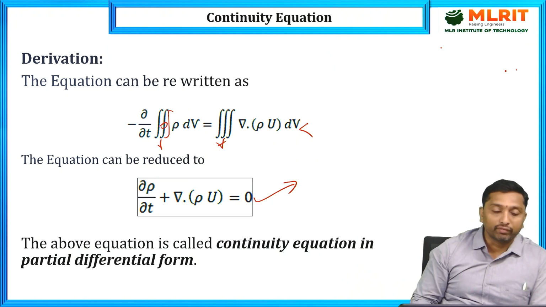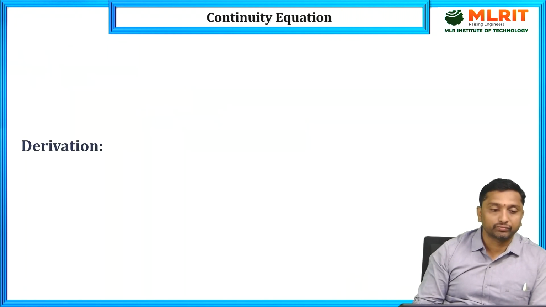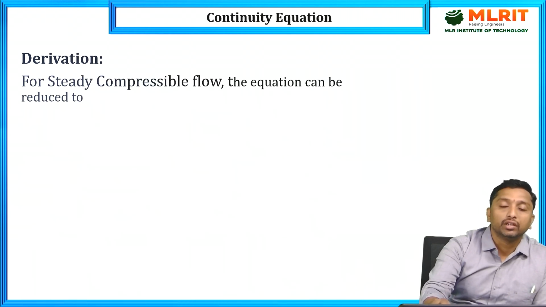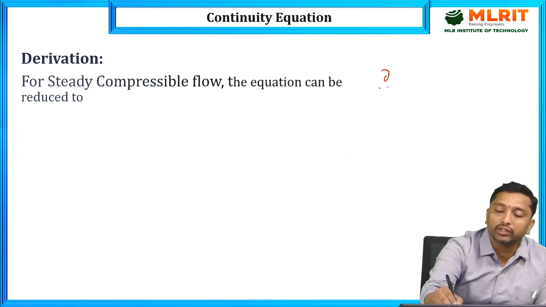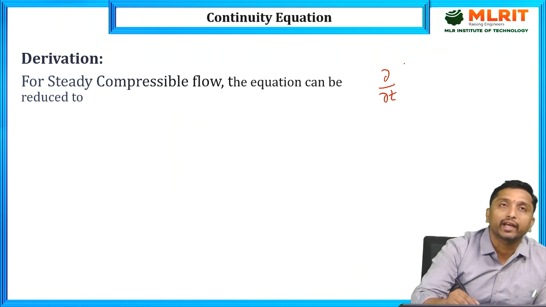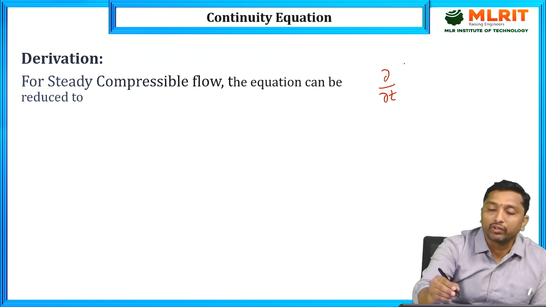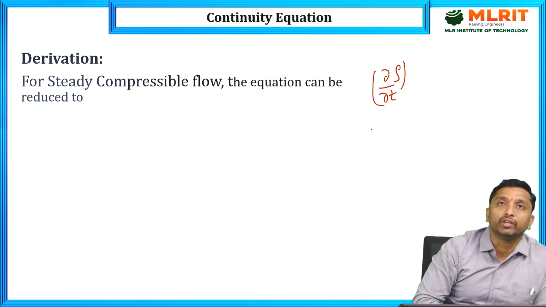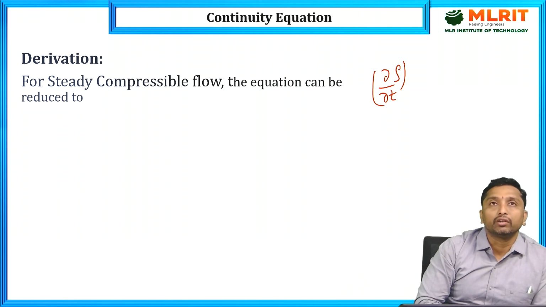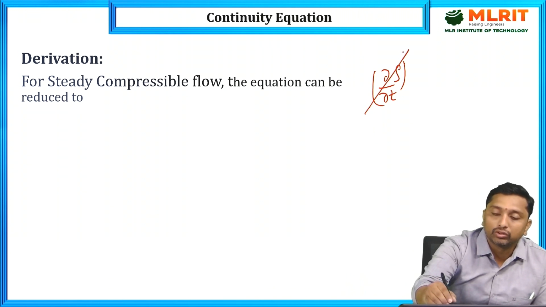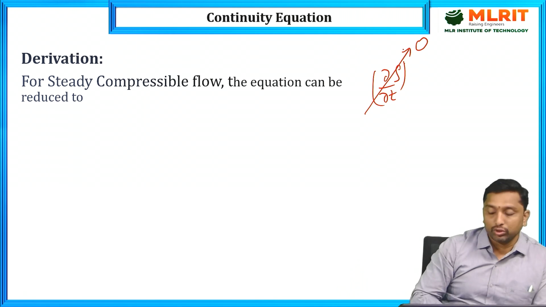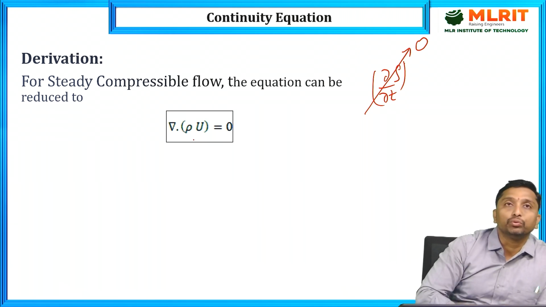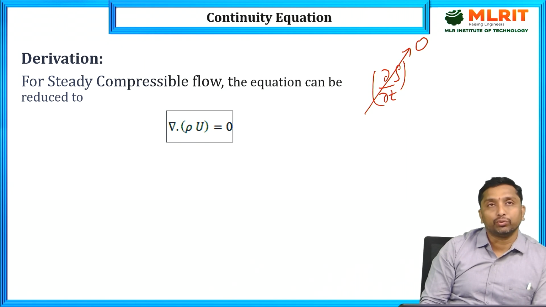If the flow is steady, then the terms which are partial derivatives with respect to time can be neglected, that is, converted to 0. In the previous equation, it is ∂ρ/∂t, which is being differentiated with respect to time. So we can reduce this to 0. Your equation will become the divergence of ρu equals 0.